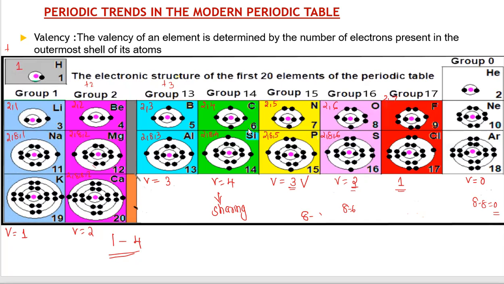So first 1 to 4, it is increasing. Then it is decreasing from 4 to 0. Is that clear? So how can we say how valency varies in a period? We can say in a period, as we move from left to right, valency increases from 1 to 4 and then decreases from 4 to 0. This is in a period. Is that clear? Okay. Now, in a group, let us check the valency.